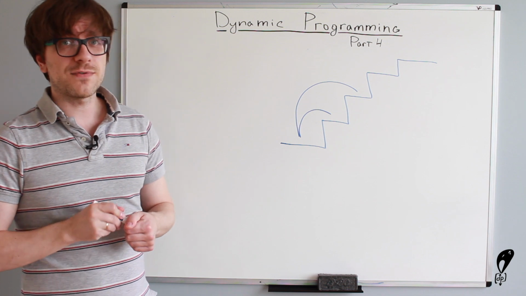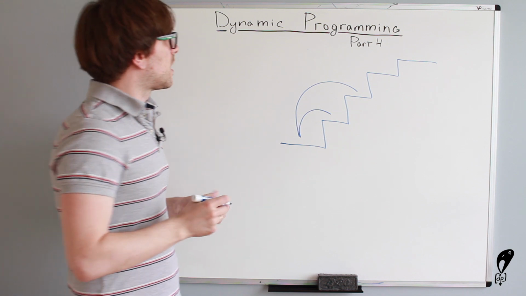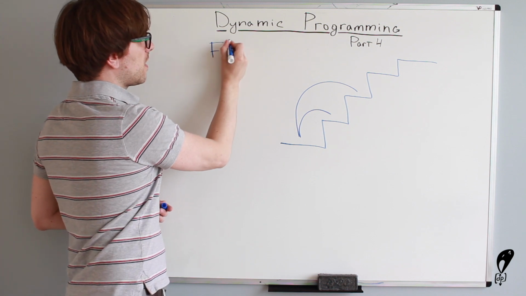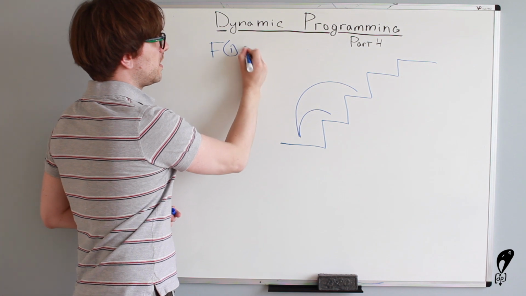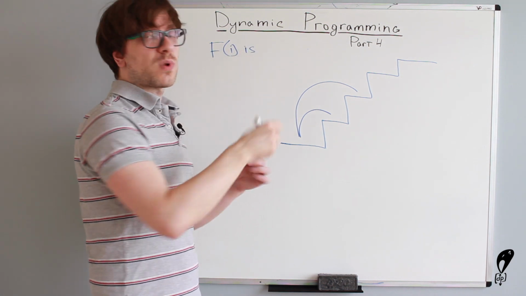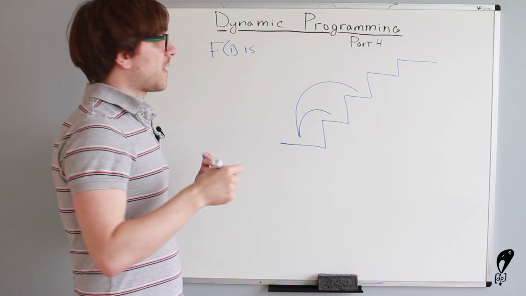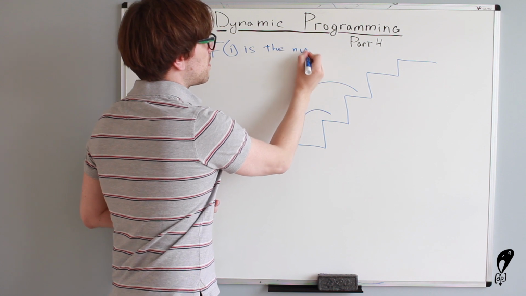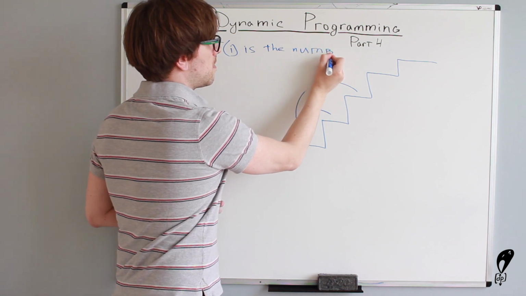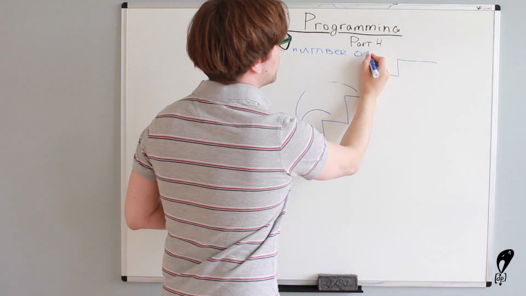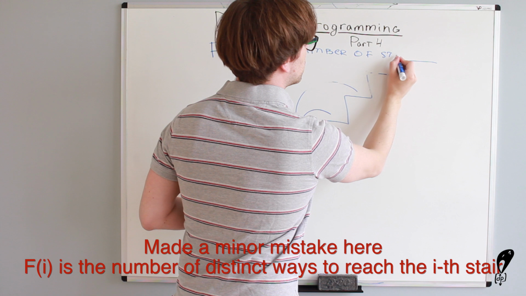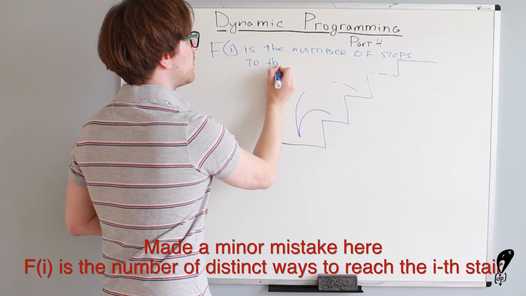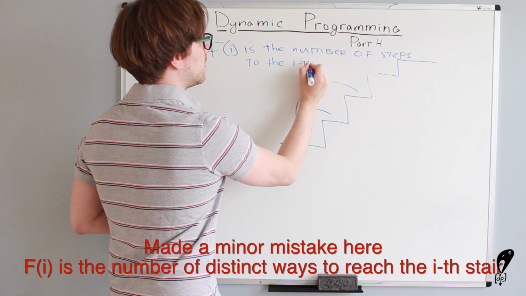So let's define f of I as the number of steps to the ith stair. So we will say f of I is, so we basically just want to write down the description. F of I is the number of steps to the ith stair.